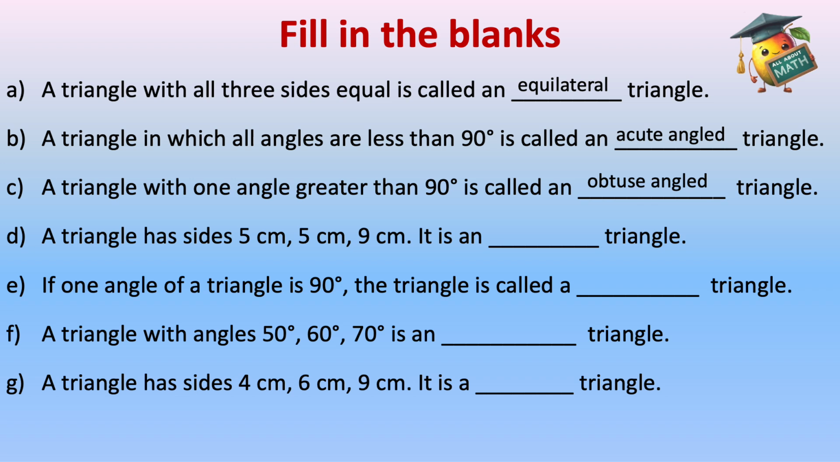Now we can see the measurements here. A triangle has sides 5 centimeter, 5 centimeter and 9 centimeter. Two sides equal, isosceles triangle. One angle of a triangle is 90 degrees. Exactly 90 is a right angled triangle. A triangle with angles 50 degrees, 60 degrees, 70 degrees. All angles are less than 90 degrees. So it is an acute angled triangle. A triangle has sides that is 4 centimeter, 6 centimeter, 9 centimeter. All sides different like a scale. So it is a scalene triangle.